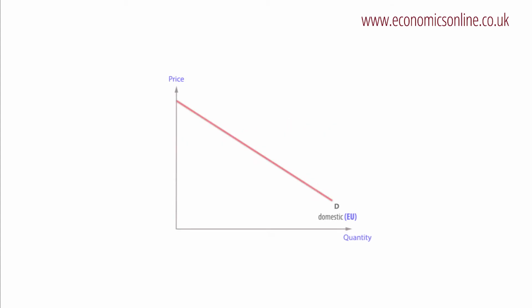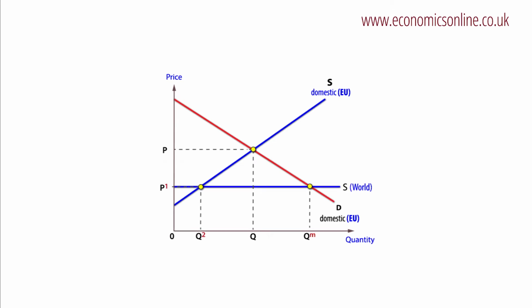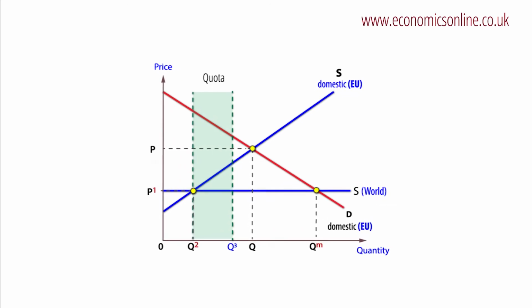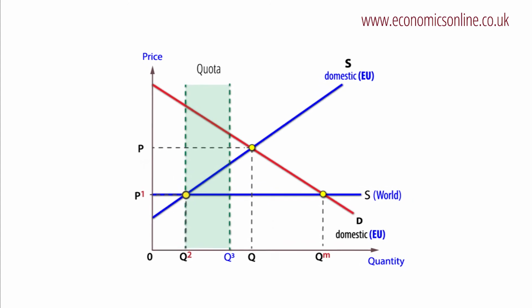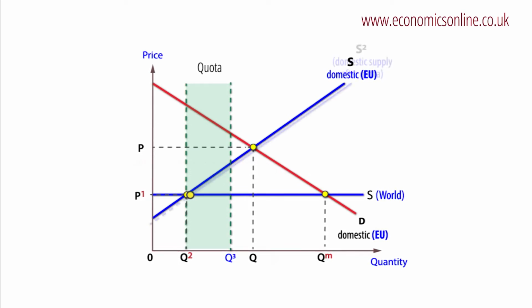With no trade, market price will exist at the price which equates domestic demand and supply, at P, and with the output at Q. In an attempt to protect domestic producers, a quota of Q2 to Q3 may be imposed on imports. This enables the domestic share of output to rise to 0 to Q2 and Q3 to Q4 and causes the price to rise to P2, with total quantity falling to Q4.